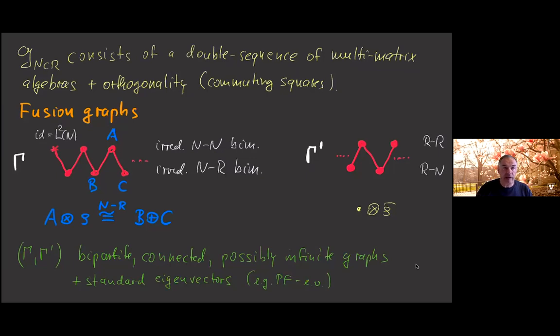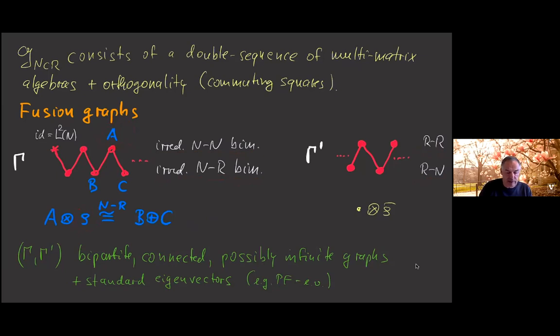So the standard invariant consists of intertwiner spaces of NN, NR, RR, and RN bimodules, right? And the question is how is the fusion of these bimodules described? And it turns out that we can extract some graphs from this in the following way. So we have two bipartite graphs, where the vertices are given by irreducible NN and irreducible NR bimodules, respectively RR and RN bimodules. And the edges are given by the fusion of taking an irreducible RR bimodule and tensoring it with a standard representation from the right.